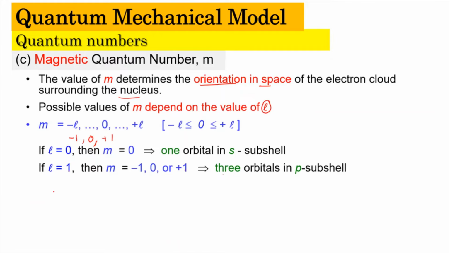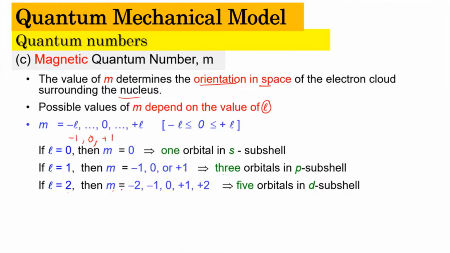And then if your L is 2, then your m is going to be negative 2, and then go nearer to 0, so negative 1, and then 0, and then plus 1, and then positive L, which is plus 2. So you're going to have 5 orbitals in the d subshell. Okay, so as you have seen, you have learned about n, and then you learned about L, and now you learned about m. So L will depend on n, and m will depend on the value of L.